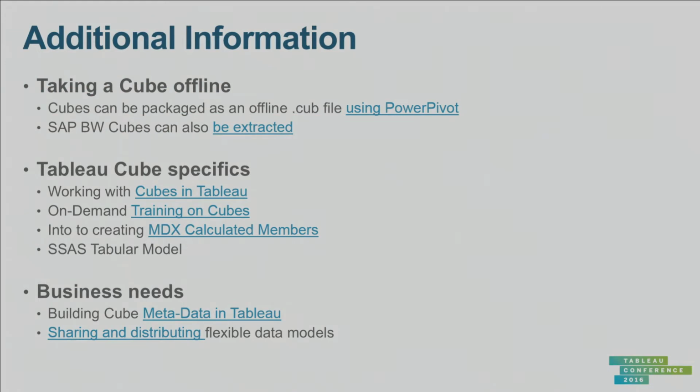And again, in this presentation, we'll have some additional resources. One thing we didn't cover was taking cubes offline. That can be done right now with Analysis Services using Power Pivot. You can create a .cub file, which is an offline cube, and that's actually what we used in the presentation here. And you can also extract cubes from SAP Business Warehouse. So that can actually be done with a Tableau extract.